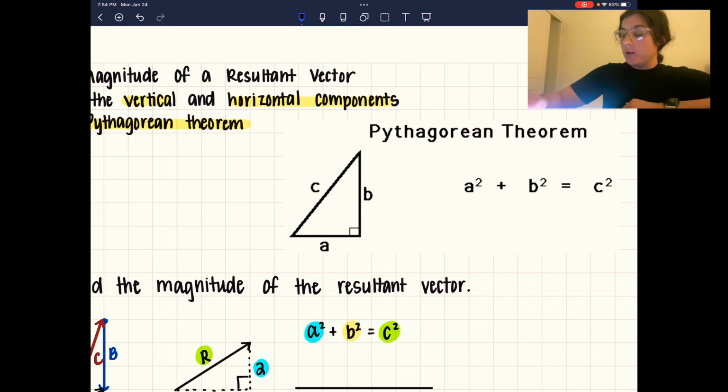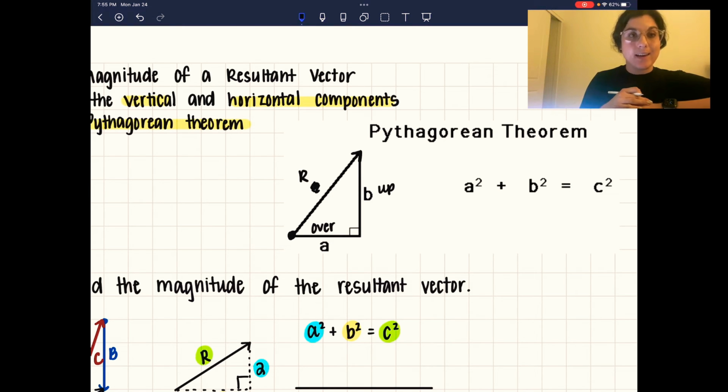If I were to make some annotations to this, let's say that the C length of this triangle was actually our resultant vector. The A side length is the horizontal component. This is how far over our vector goes. And the B component of our vector is how far up the vector goes. So the A and B side lengths of the right triangle are actually the same thing as our vertical and horizontal components of a resultant vector.